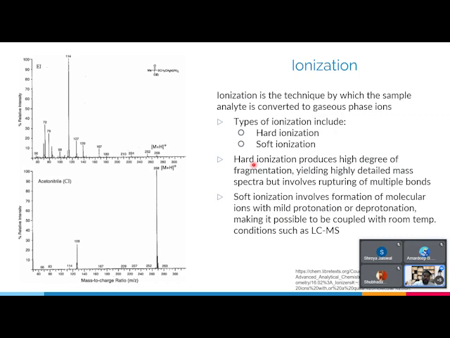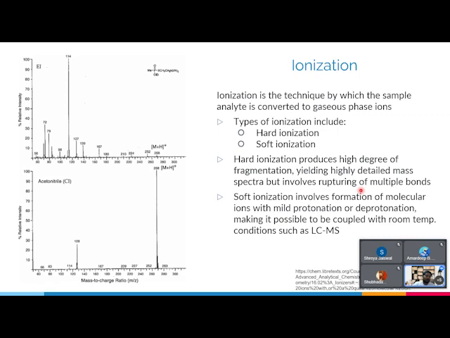So what is hard ionization? Hard ionization produces a high degree of fragmentation, yielding highly detailed mass spectra, but involves rupturing of multiple bonds. In this type of ionization, you hit your sample with a high energy beam of electrons, which is known as electron ionization. It is one of the examples in which the energy transferred to the sample is huge, and this disrupts the sample a lot, and you get various sub fragments of your sample.